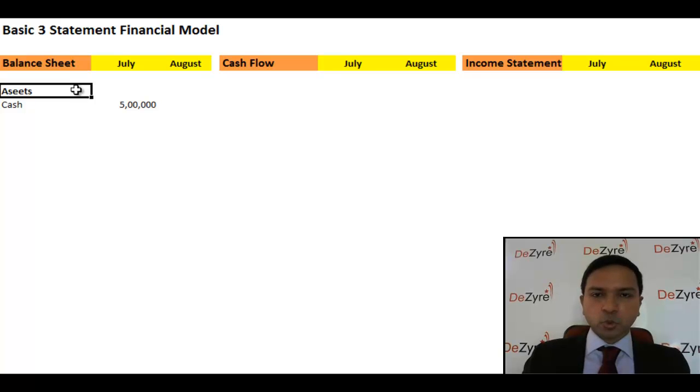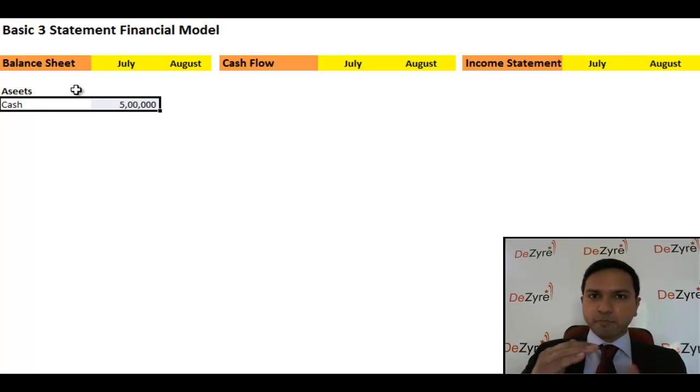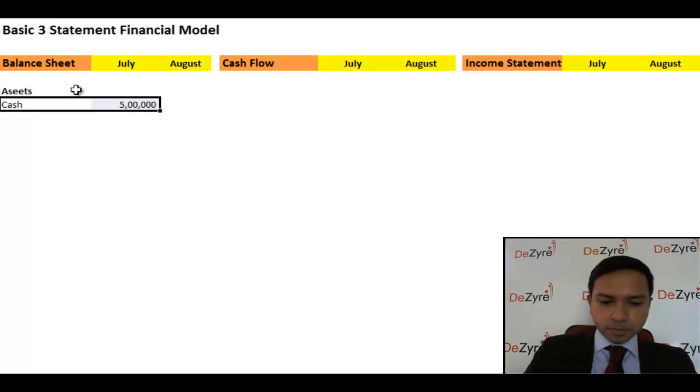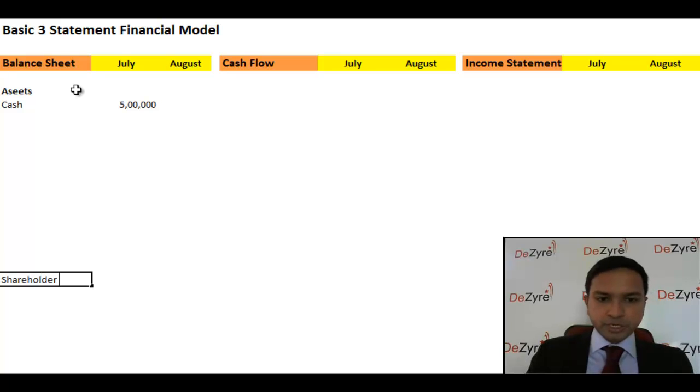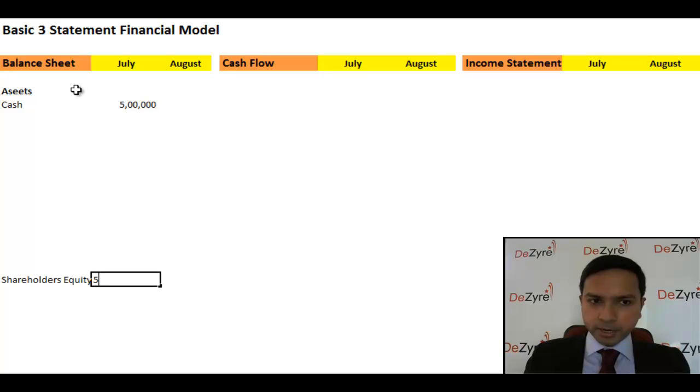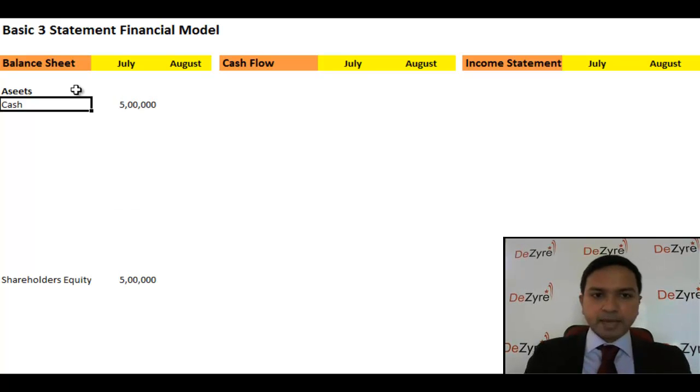Now if cash went up by 5 lakhs, what is the proportional increase in the balance sheet? You remember a balance sheet has to balance. So what is the proportional increase? It is the shareholders' equity that goes up by 5 lakhs, because on day one, if the starting cash balance in July is 5 lakhs, that's all the shareholders have, and that is it.